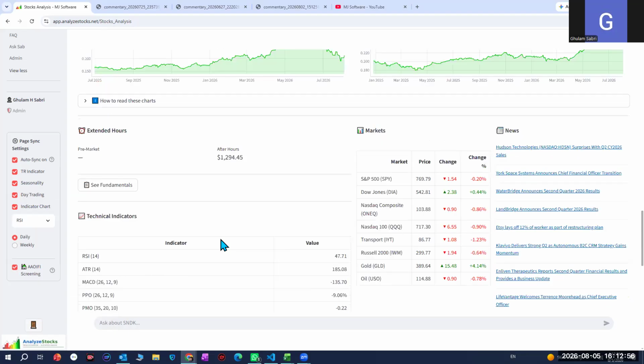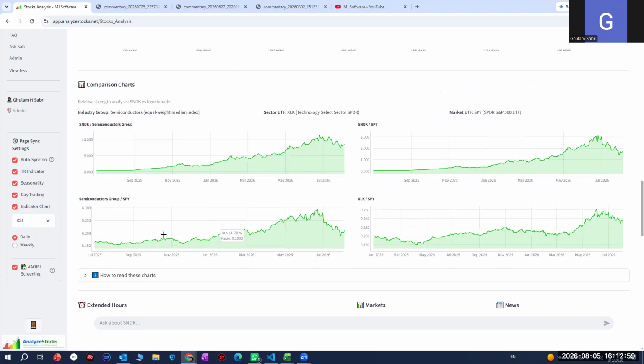But how about the group itself? The semiconductor group is coming down right now, but overall, for the last 1 year, it has been very good. What about the technology sector itself? The tech sector is very strong. So SanDisk is part of the semiconductor group, the group is strong against the broader market, the group is part of the tech sector, and the tech sector is strong against the broader market. This is what we want: a leading stock in a leading group. That's what our core should be.